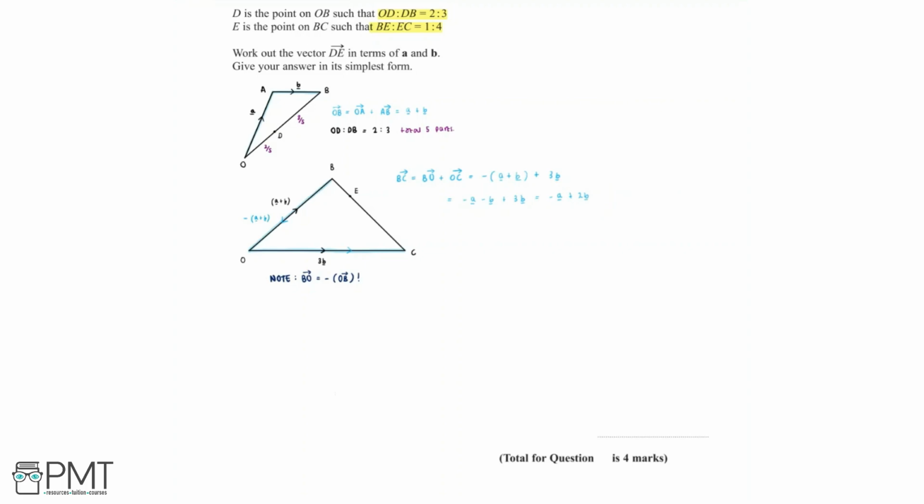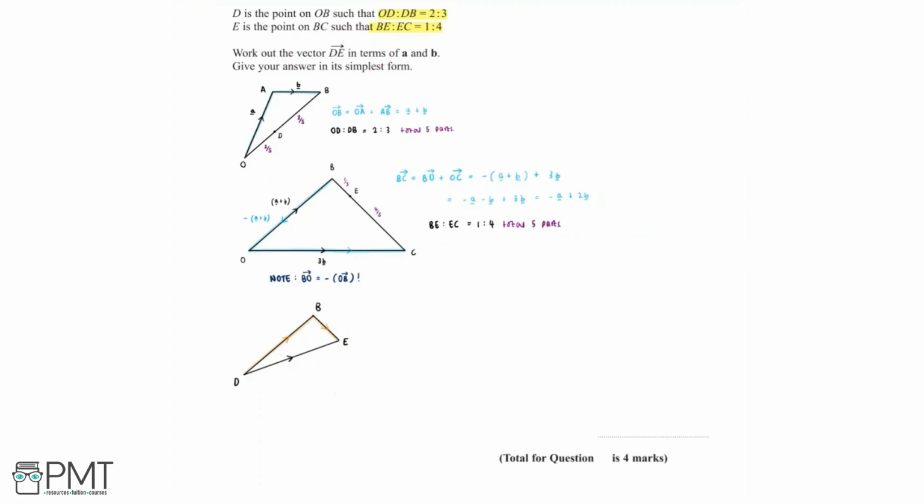But now we're told that E is a point on BC, such that the ratio BE to EC is 1 to 4. And just like before, we have 5 parts. BE has 1 of these 5 parts, and EC has 4 of these 5 parts. And so we can say that the vector BE is 1 out of 5 of the vector BC, and we can say that the vector EC is 4 out of 5 of the vector BC. And so we're now left with our final triangle, where we can find the vector DE, which is what the question is asking us to find.